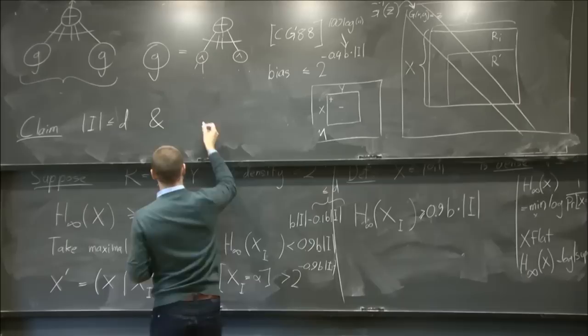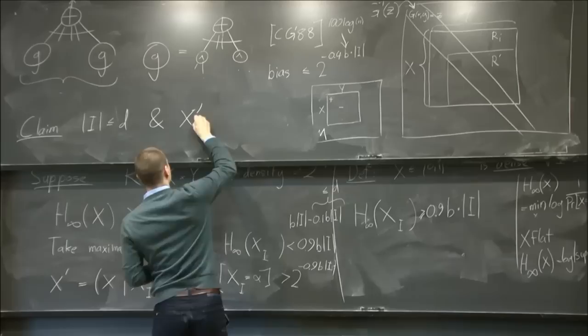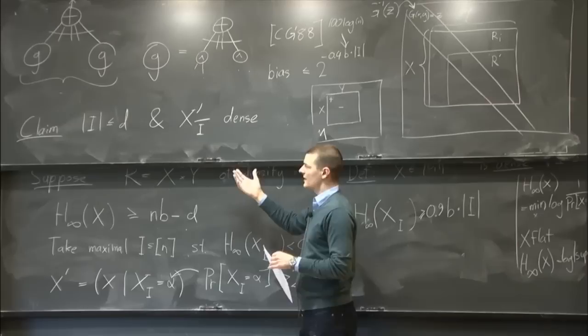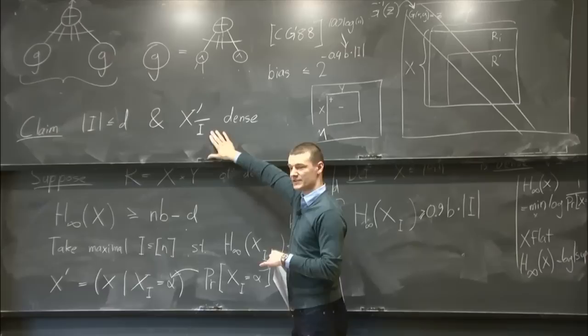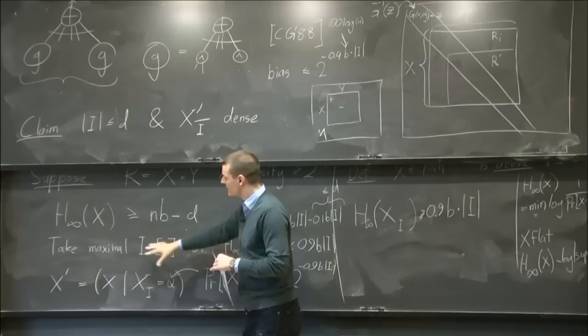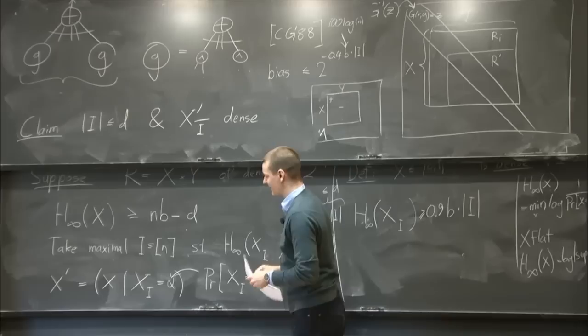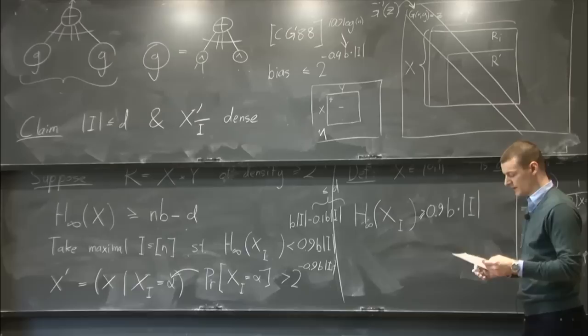And what remains of the random variable, if I look at the blocks that I didn't fix, this is dense. To see that, it's basically by the maximal choice of these subsets. If this wasn't dense, it means there's some subset with too low mean entropy. But then you could have, in this step, already chosen a larger set. Again, it's like a one-line calculation. Okay, let me maybe draw this. You're not saying there's a unique maximal I, right? Just pick one maximal. Any. True.